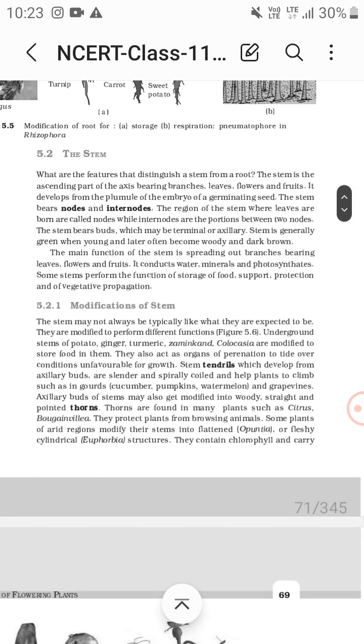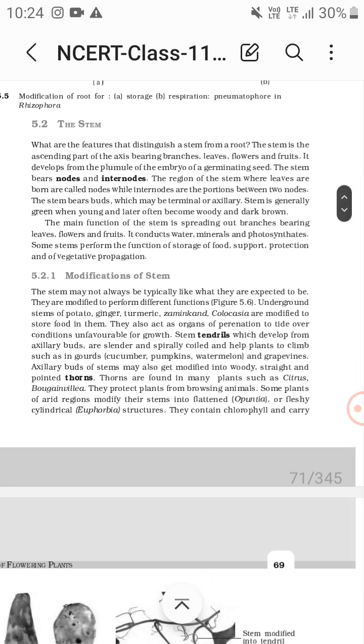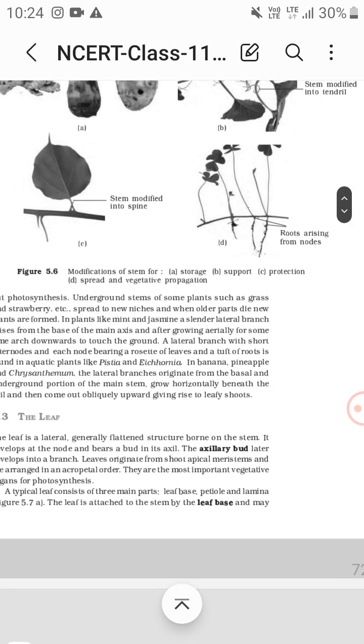of the syllabus. Now the stem, they have the nodes and internodes. What are they? The stem bears nodes and internodes. The region of the stem where leaves are borne are called nodes, while internodes are the portions between two nodes. This is in modification of stem, out of syllabus.